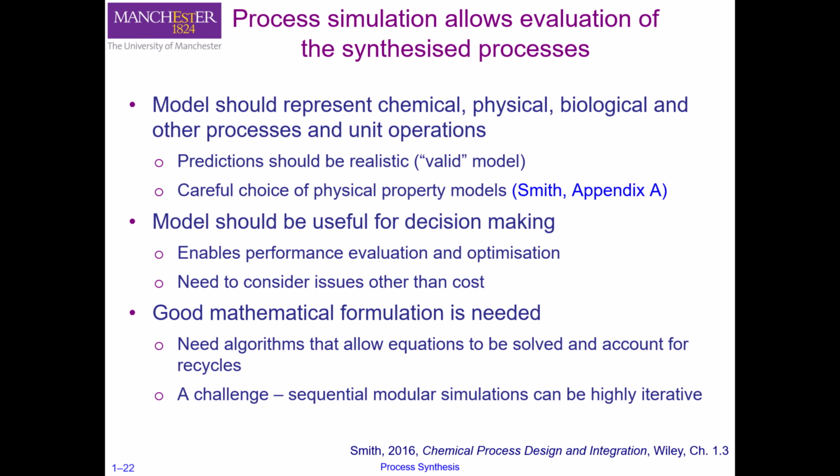But basically, we need to have good physical property models, as we discussed in the lecture 1 live session, and you can get more detail in the book of Robin Smith, Appendix A. For the models to be really useful, they also need to consider issues other than the cost, for example the toxic nature of your process and how it can affect human life. Also, these models need to be able to account for recycles and in-process sequences. And one of the biggest challenges is that models normally take quite some time to evaluate the process because they are very iterative in nature. So it takes a long time.